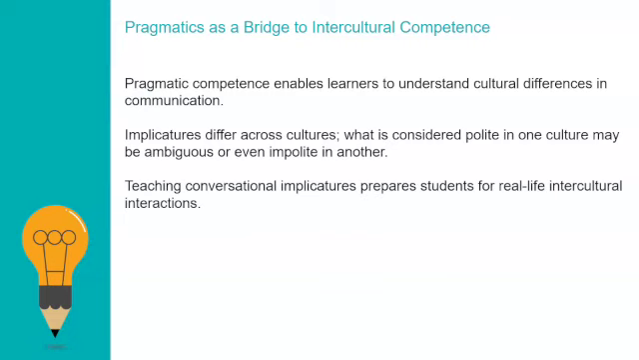A phrase like, "It's a bit chilly in here," may imply a request to close the window in one culture, while in another it might be simply a factual statement. Similarly, in Greek, expressions of politeness or formality may differ significantly from English norms. By teaching conversational implicatures, we help students become more sensitive to these cross-cultural differences, allowing them to avoid misunderstandings and communicate more effectively in real-life intercultural situations.